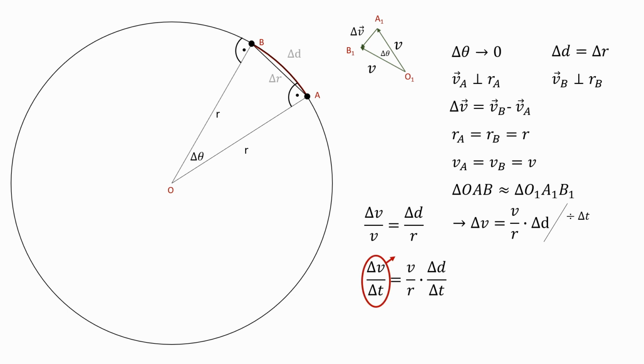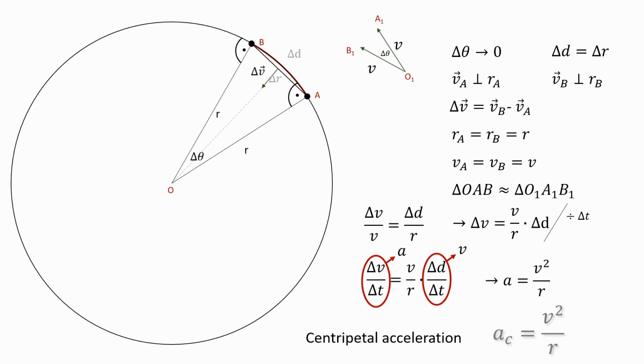The initial term is acceleration A, directed towards the center of the circle, aligned with vector delta V, and the final term corresponds to the tangential velocity V. This implies that the magnitude of this acceleration is V squared over R. This is centripetal acceleration. Centripetal literally means seeking the center in Latin.